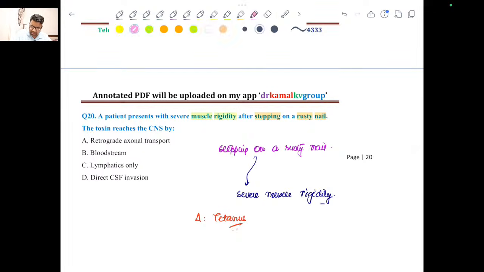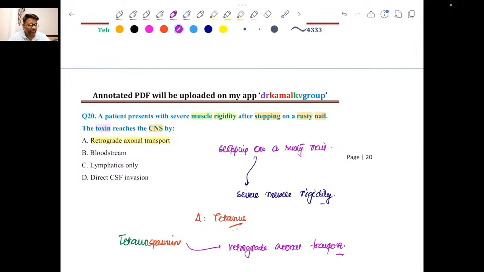Now the question is about how the toxin is reaching up to CNS. So here the mechanism is very unique. It is retrograde axonal transport. So especially the tetanospasmin undergoes retrograde axonal transport. So very unique mechanism, right? So this is tetanospasmin, retrograde axonal transport in tetanus.